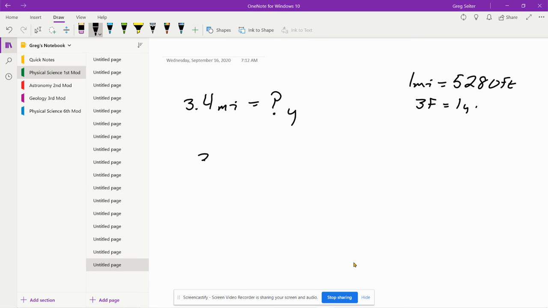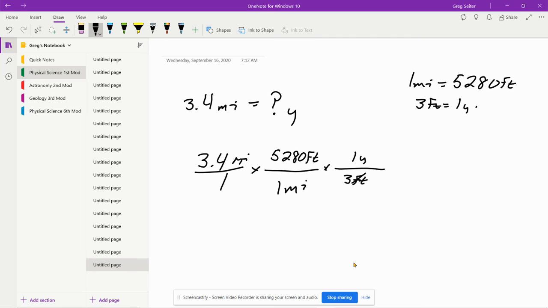Okay, going to come over here. 3.4 miles over 1. We want to get rid of miles, so 1 mile is 5,280 feet. Okay, and we've got to plug in the next conversion. We want to get rid of feet. 3 feet, whoops, look at that. 3 feet equal 1 yard. Cancel our units. There you go. You should be able to finish that one up.